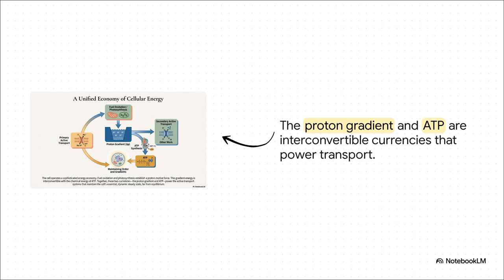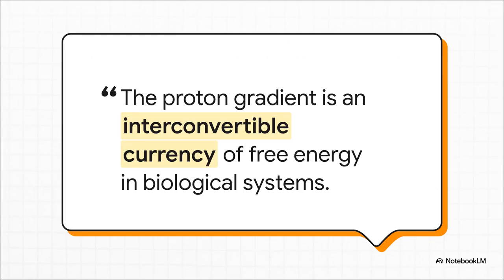And then both the gradient itself and the ATP are spent to power all the different transport pumps that keep the cell in that precious, highly ordered state far away from equilibrium. It's not 2 separate systems. It's one elegant, unified economy. This quote just nails it. That gradient isn't a one-trick pony. It's a flexible, universal currency of energy that can be saved, spent, and converted to meet whatever needs the cell has at that moment. It's really the central pillar of life's entire energy budget.